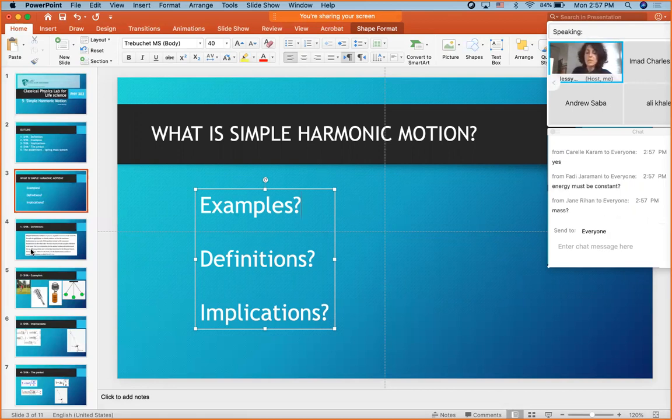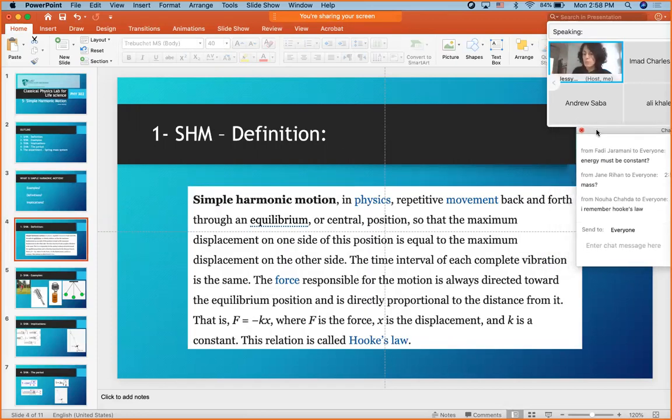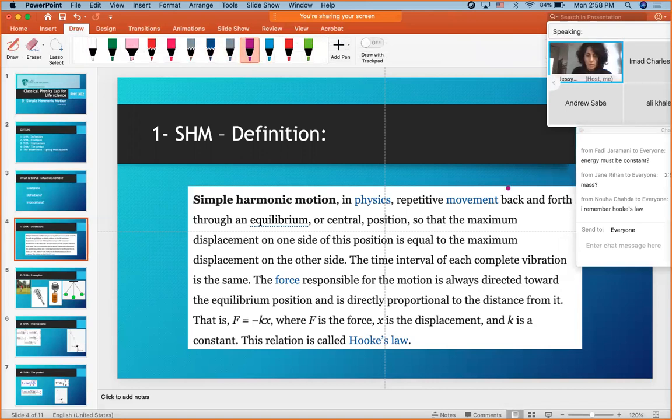Anyway, let me start with a general definition and let me underline the most important thing. Hooke's law is very important, yes. All right, so it is a repetitive motion. In other words, we do have a constant period. But the most important thing for you to remember is that the force is proportional to the distance. And I'm going to derive it for you.